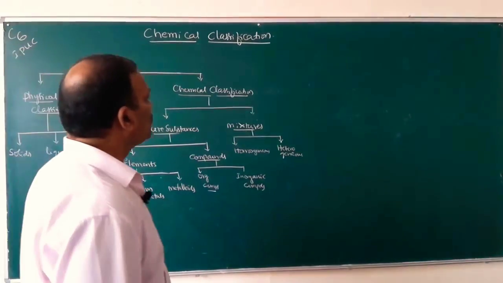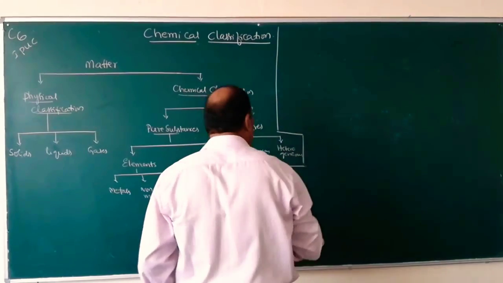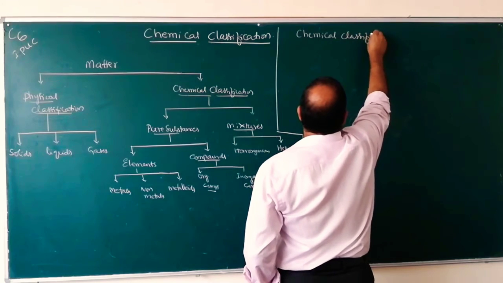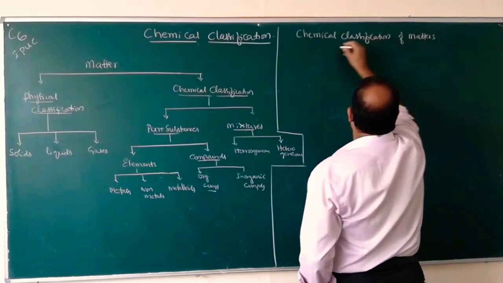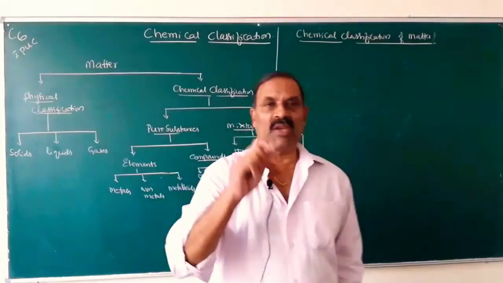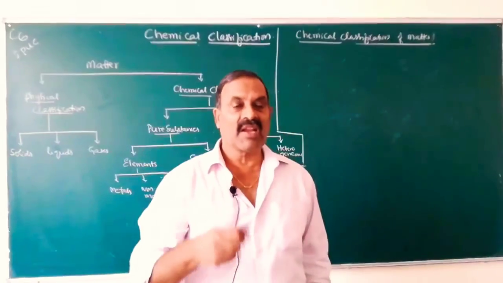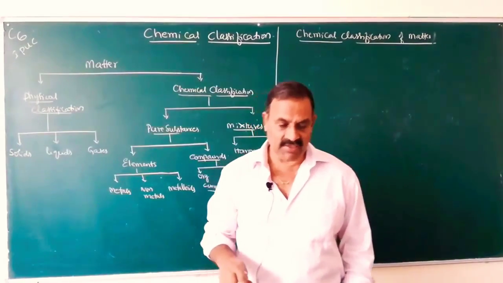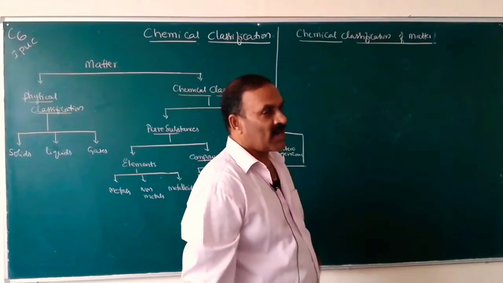So first we will study chemical classification. Write down: chemical classification of matter. Please keep a separate notebook from chapter 1 and go on writing. Whenever I tell you it is important, you make a star mark on those questions, and those questions will be asked in your examinations. So today your note starts from chemical classification of matter.